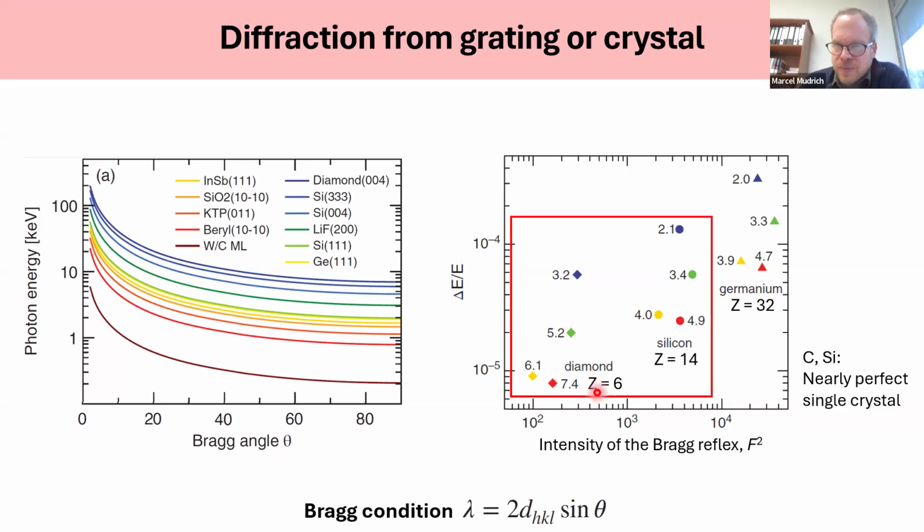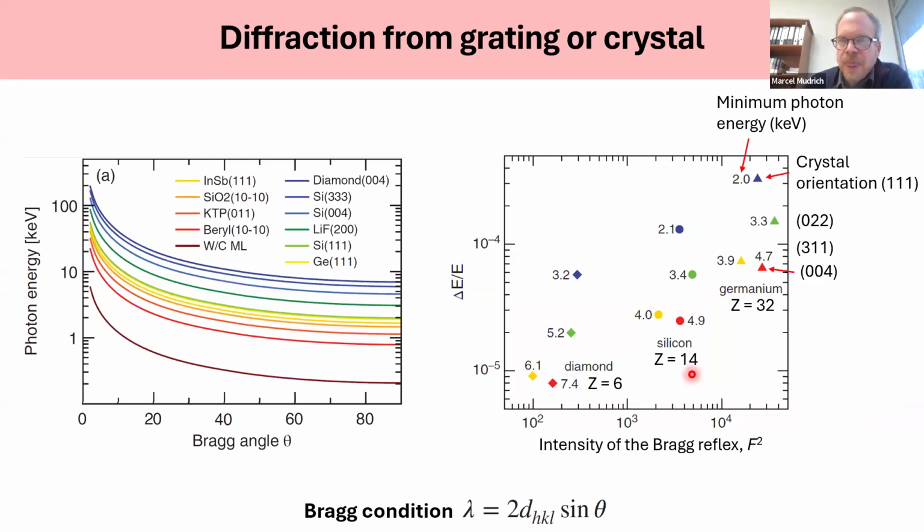But yeah, diamond and silicon can be produced in nearly perfect single crystals. So they are very well suited. The different colored dots here are just for different orientations of the crystal. Of course, you can choose different planes from which diffraction should happen in the crystals.